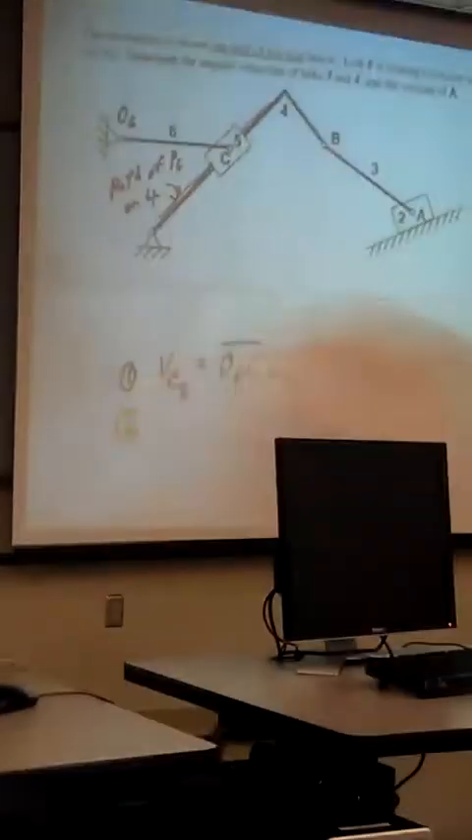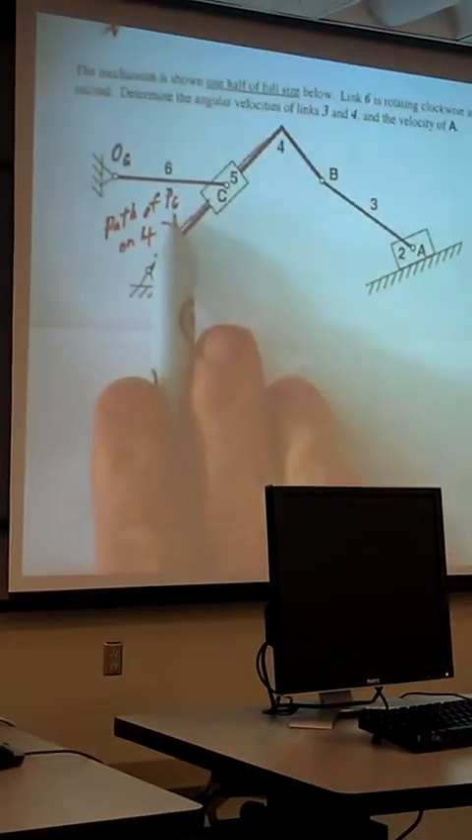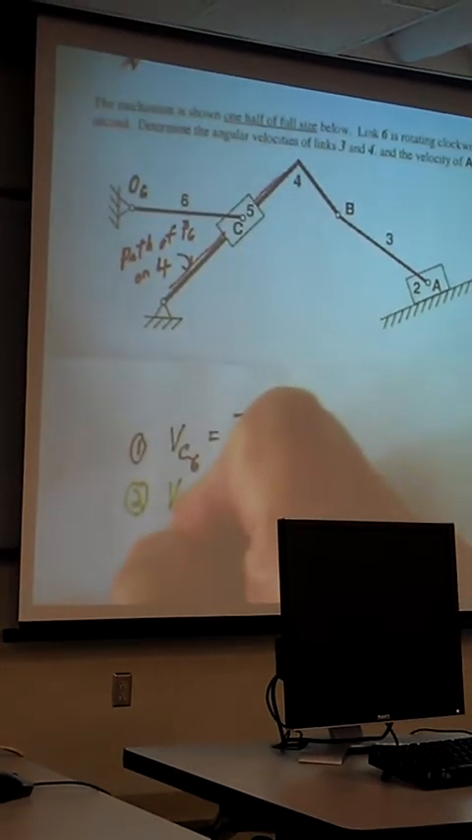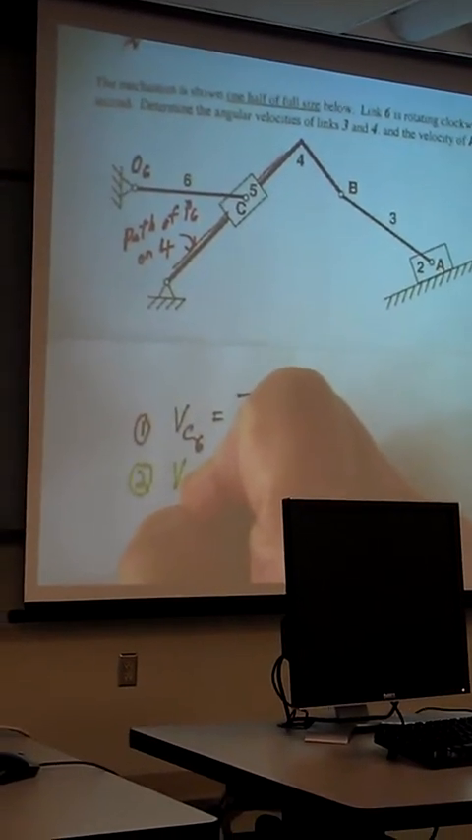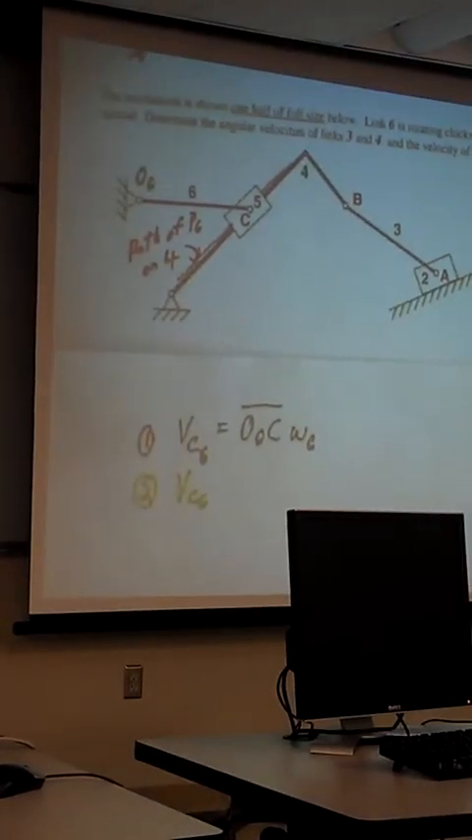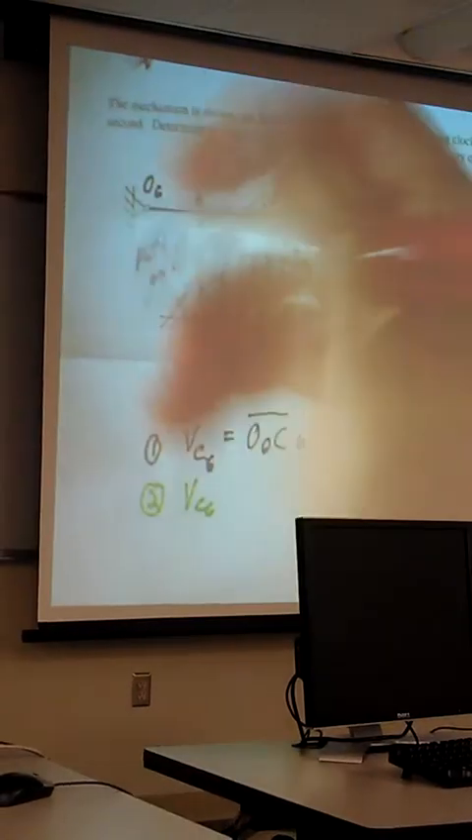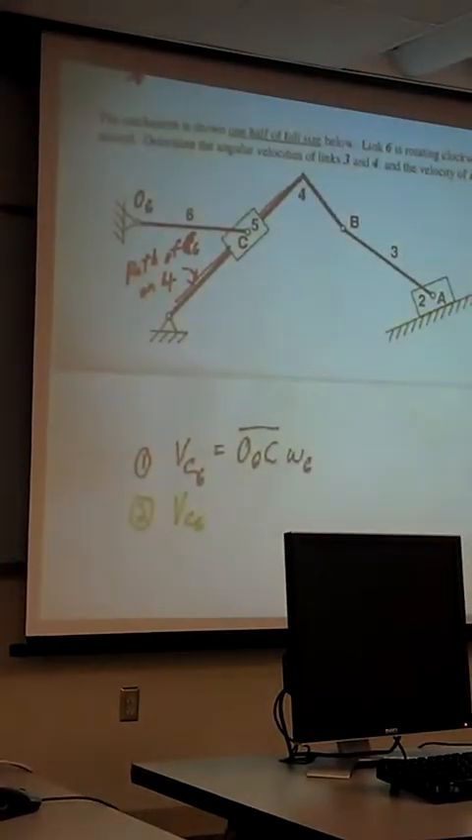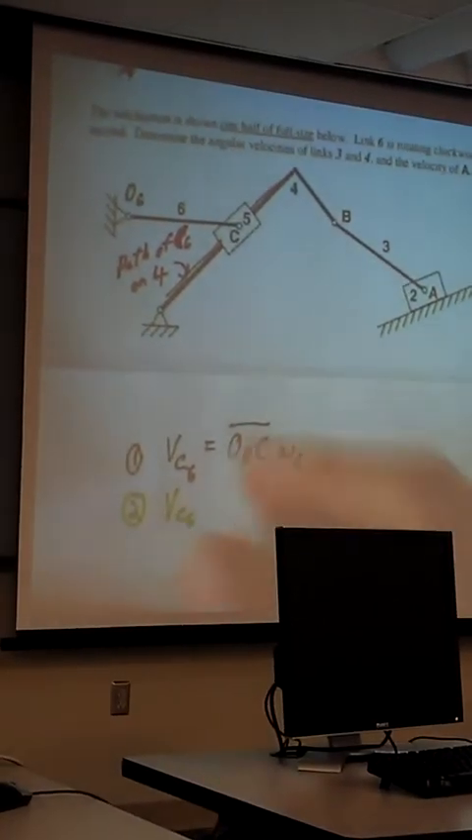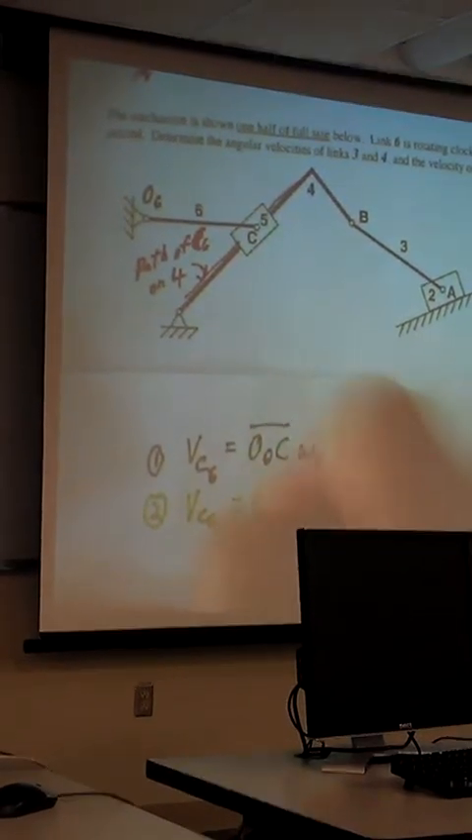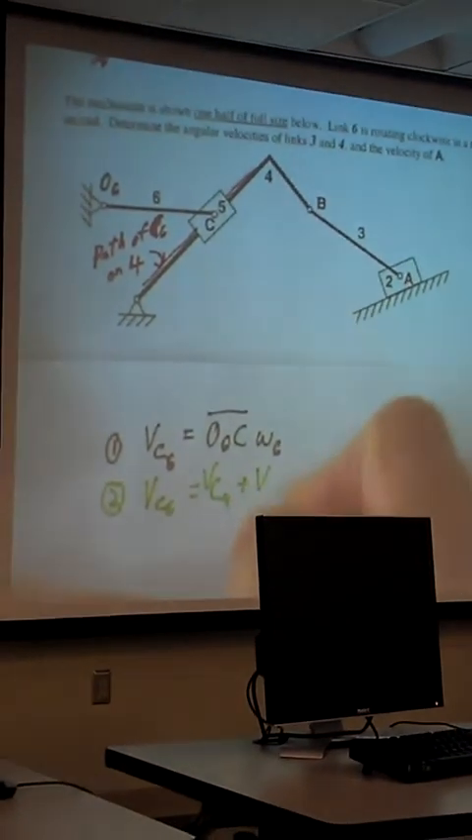2. Now I said we're going to get in the habit of using this on the left-hand side, the velocity of C6. That should have been C if they're not B. Velocity of C6 is equal to the velocity of C4 plus the velocity of C6 relative to C4.